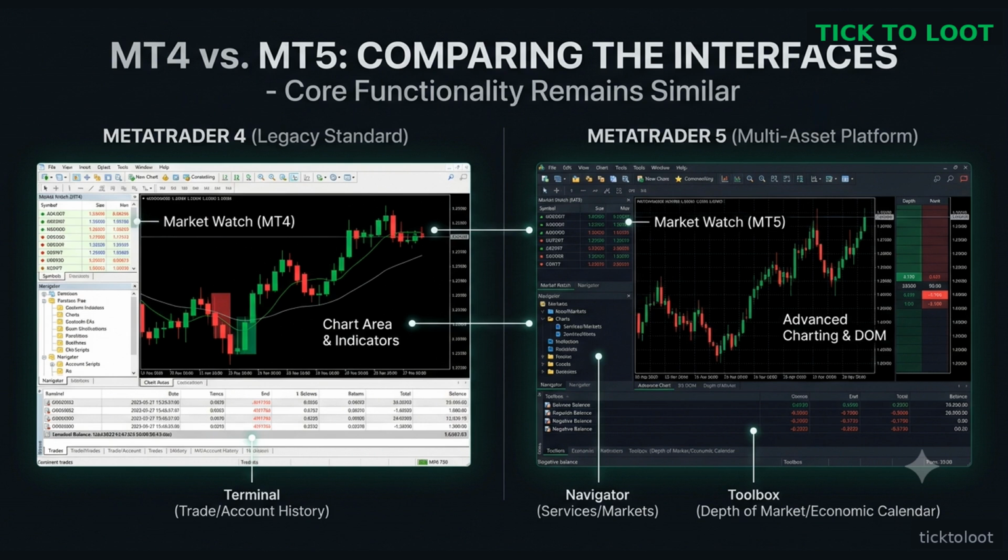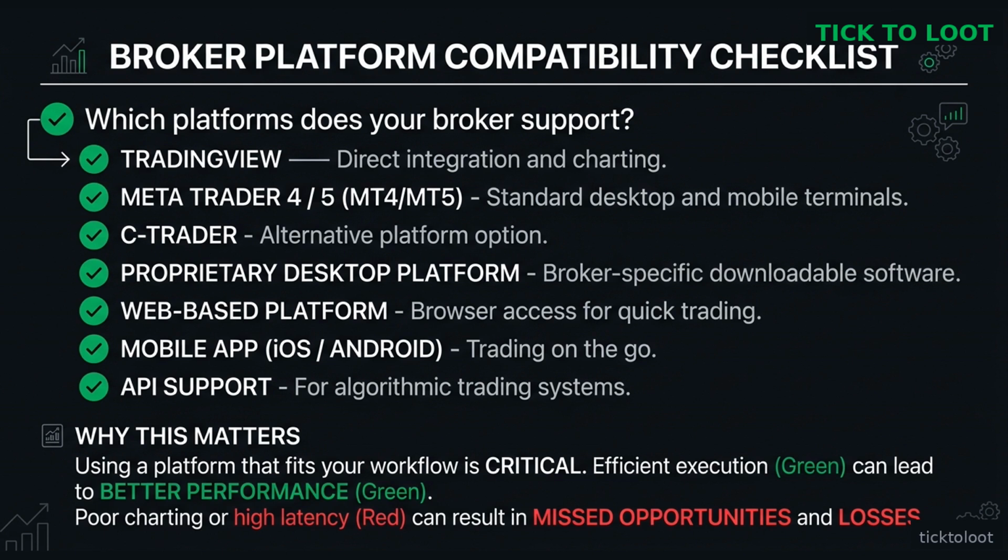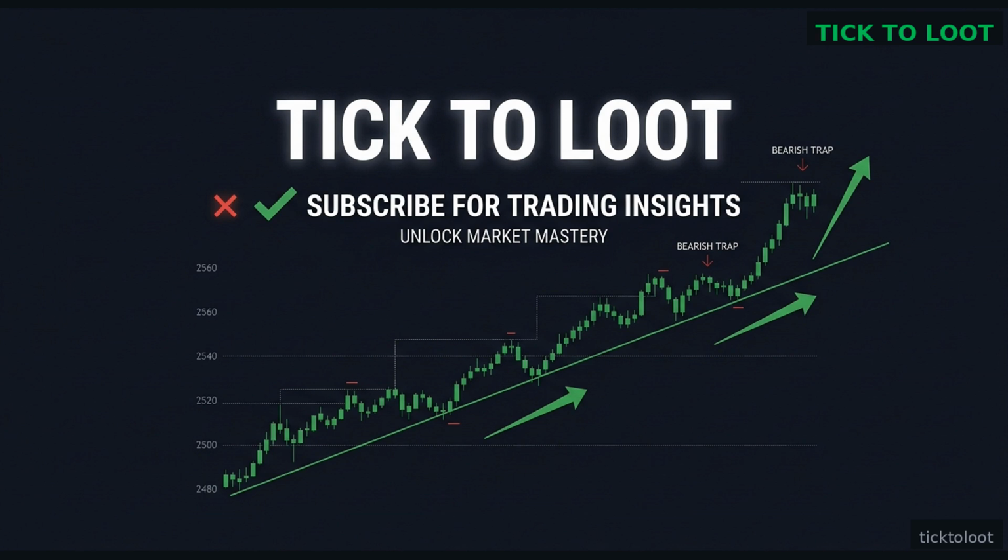Before downloading either platform, make sure to check which one your chosen broker supports. This will save you time and ensure you can trade with your broker seamlessly. That is everything for Lesson 3.2, MetaTrader 5, What Changed?